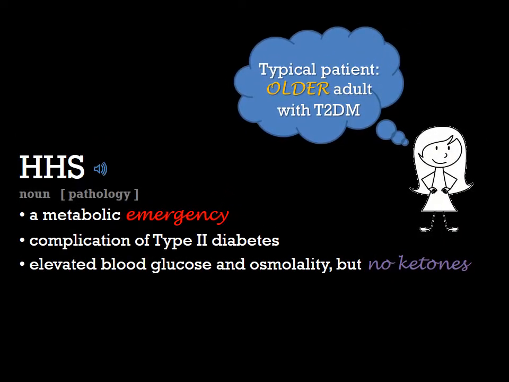HHS is a metabolic emergency that arises as a complication of type 2 diabetes. It's characterized by increased blood glucose levels in the absence of ketoacidosis. HHS is most common in older adults with type 2 diabetes. It can also sometimes be seen in children, but we'll be focusing on the adult presentation for this talk.